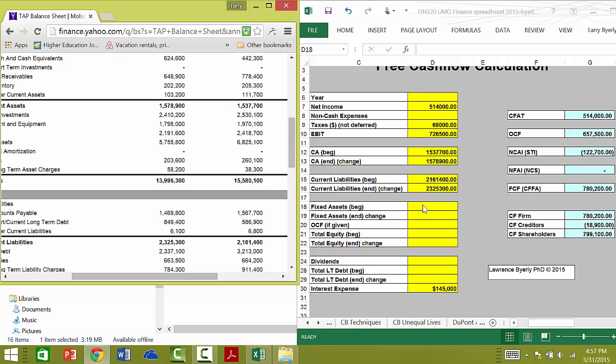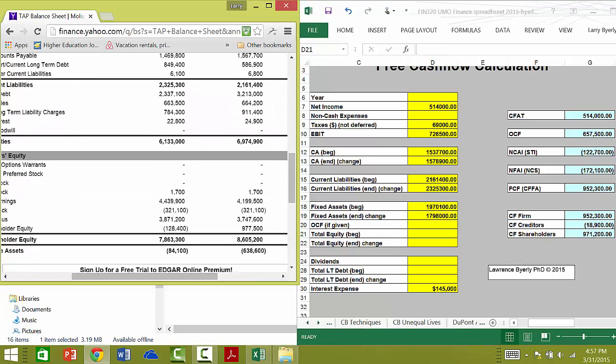So in the beginning, property was 1970100. In the end, 1798. There you go. Operating cash flow, if you know what this number is in a problem, you can certainly use that. Now we need to go down and find total equity.